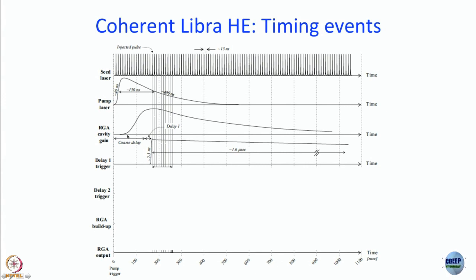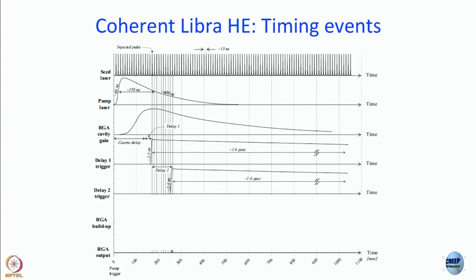right. So, now, we do not have to go into coarse delay, fine delay and all that. This is where the amplification begins. So, delay 1 is given to start amplification, delay 2 is given to switch the pulse out, right. And then this is what we had discussed earlier. Do you see? This is what you see on the oscilloscope, don't you?